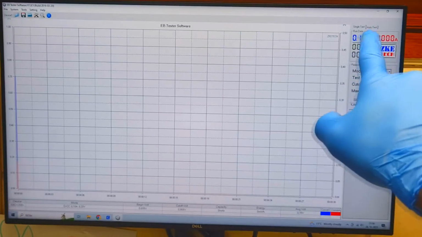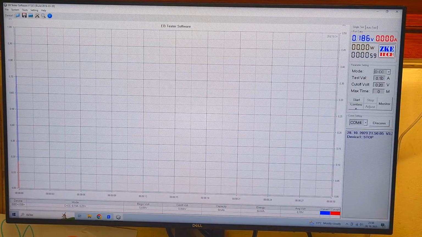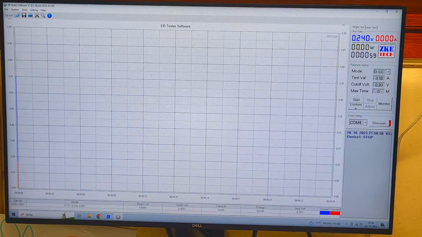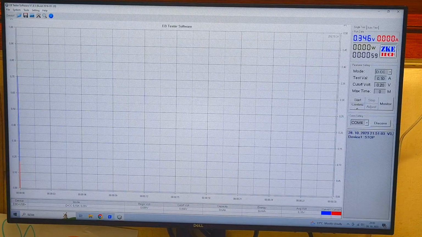Here is my electronic load, and you can see that the voltage goes up, but slowly. For this reason, I will boost this production of hydrogen by adding some aluminium foil. Also, sorry for the noise, because at this moment I run 2 3D printers and it's a little bit noisy. But anyway, the load which I set is 100 milliamps and the cutoff voltage will be 0.2 volts.